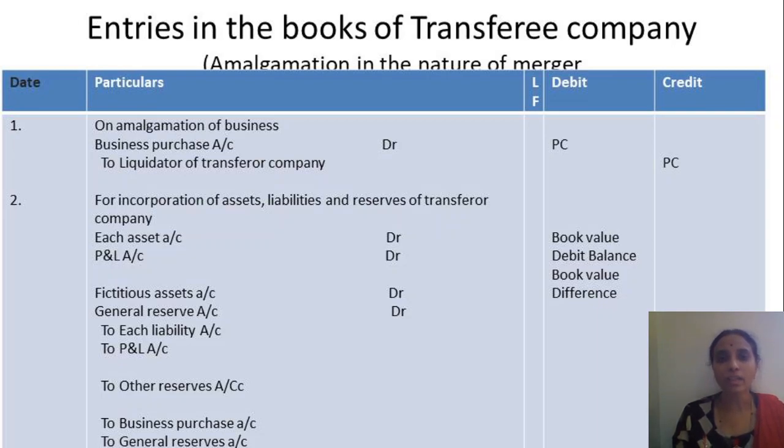Then the second journal entry is for incorporation of assets, liabilities and reserves of the transferor company. So we are going to incorporate the assets and liabilities. The transferee company is going to take the assets, liabilities and reserves of the transferor company.